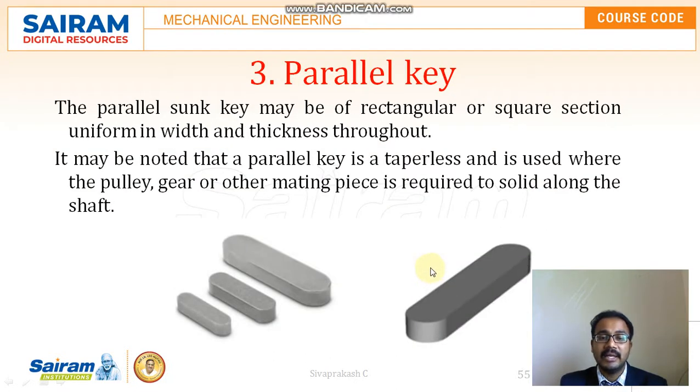Next one is the parallel key. You can see some pieces of parallel keys I have shown, where all the keys are used at a time, and they look parallel. The parallel sunk key may be of rectangular or square cross section, as you can see, and has uniform width and thickness throughout. It may be noted that the parallel key is taperless, and it is used where the pulley, gear, or other mating pieces are required to slide along the shaft.